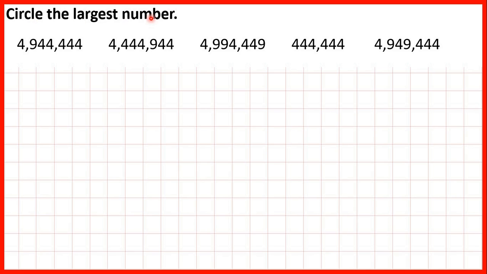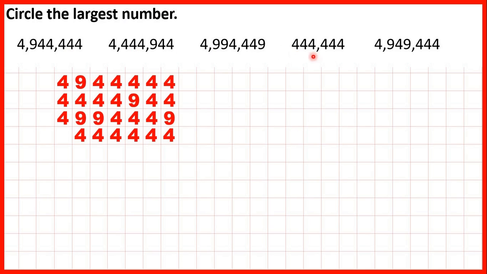Circle the largest number. Well, if we write out all of these numbers one below the other, we can start by comparing the largest place value, which here is our millions digit. But this number here is only a 6-digit number. It doesn't have a millions digit, so we know that this will be our smallest number.